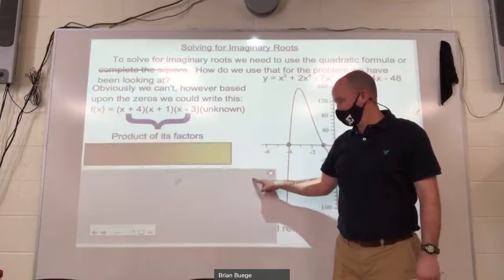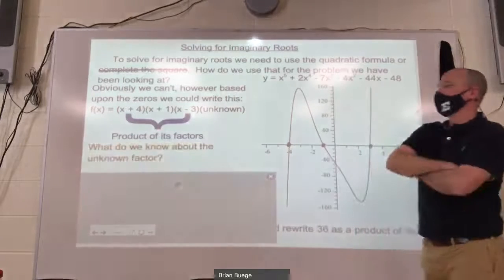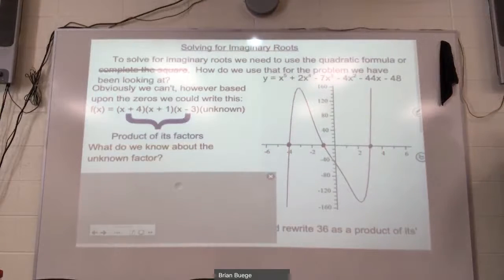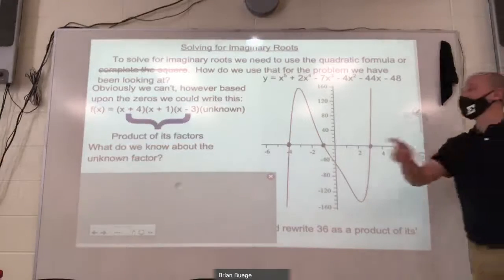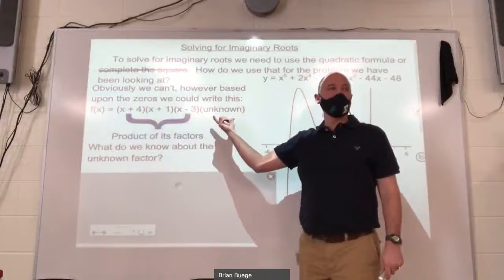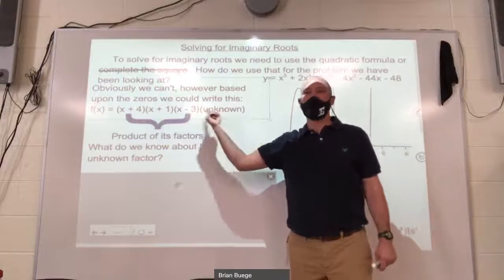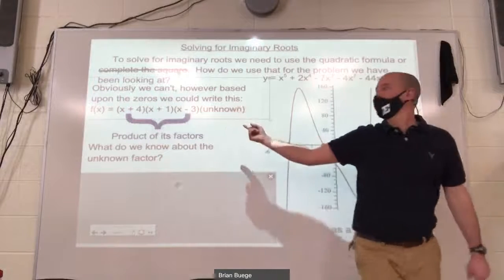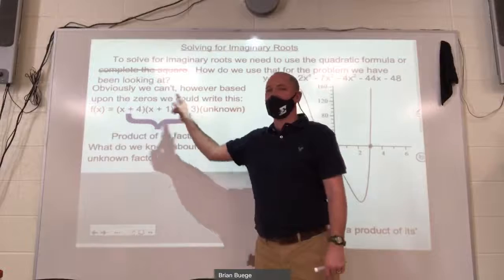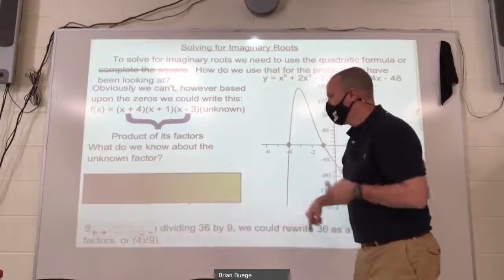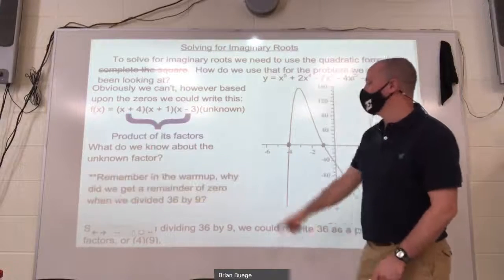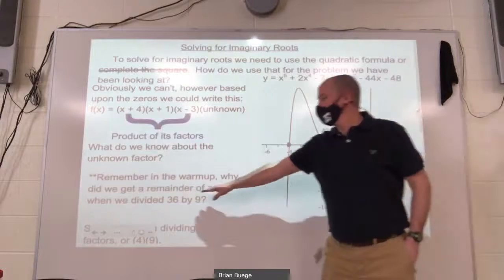The question is, what do we know about that unknown factor? Nothing. There's something I know. There's 2 zeros missing, which means this must be a quadratic factor. This has got to be some sort of x squared in it, because I have to have a total of 5 x-intercepts.